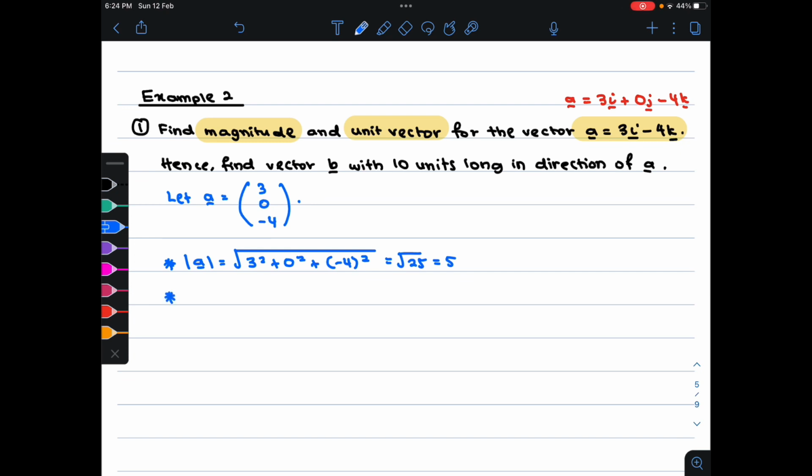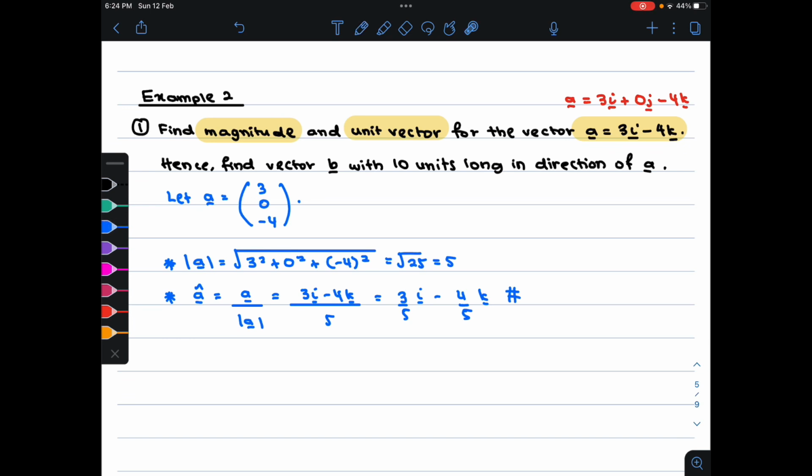Therefore, the unit vector is A hat, where it is actually vector A divided by the magnitude. So we know that the vector A is this one, or you can just use the original, which is 3i minus 4k. And it is divided by the magnitude, which is 5. So you must not leave your answer like this. Just separate them. And hence the final answer is actually 3 over 5 i minus 4 over 5 k. So that's how you write the magnitude and unit vector for vector A.